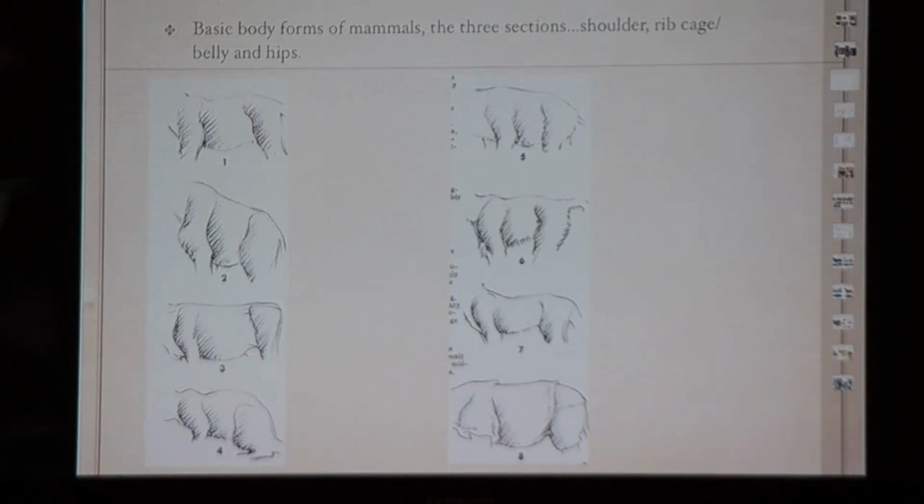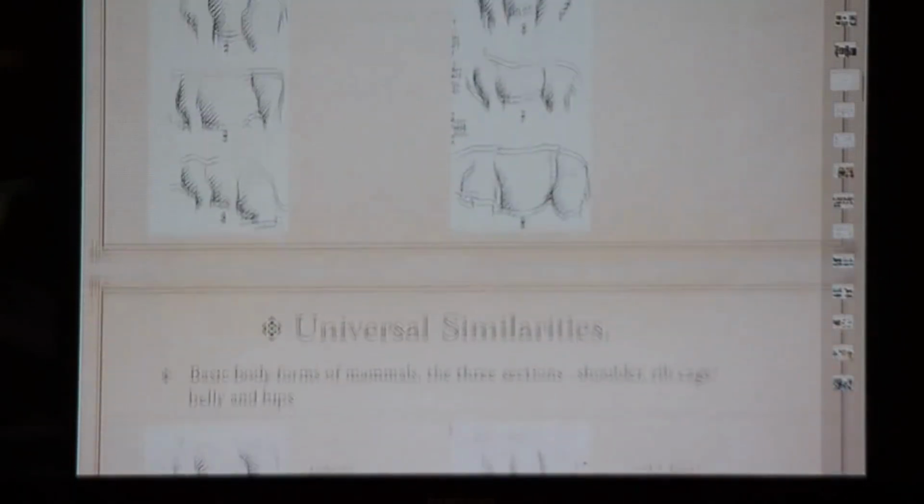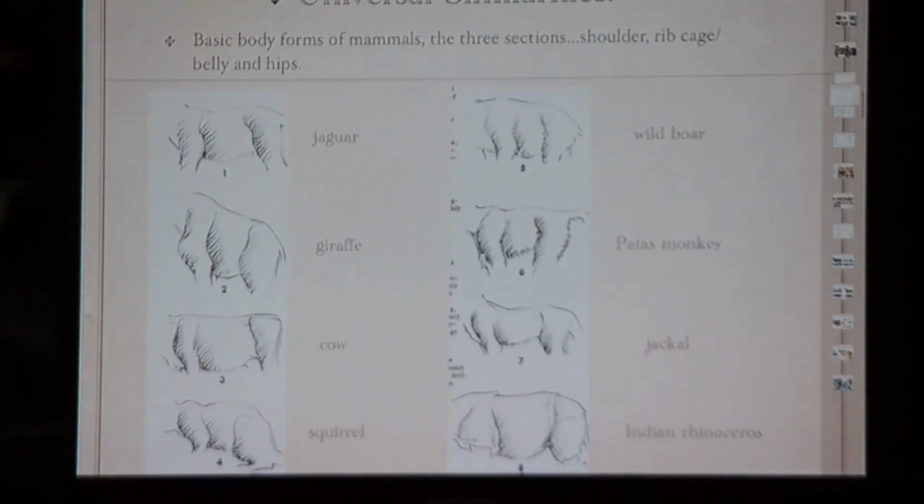And I was going to make this a test, to identify them. And some of them you can identify. The giraffe, of course, number 2, is very noticeable because of the sloping shoulders. And of course, the rhino, number 8, is always identifiable because of the overlapping skin. But some of the other ones you probably could identify. Let's see how right you were. There's those.